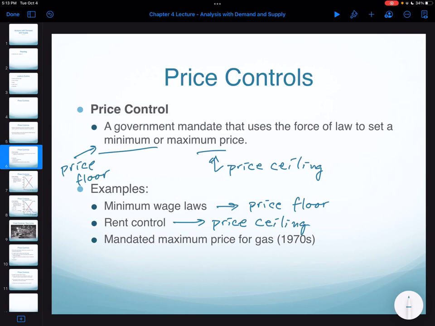Okay. And the last example, and this was kind of gotten rid of in the late 70s, but this is where there were gas price controls. So it mandated a maximum price for gas. So another example of a price ceiling. Now, most of us today don't really remember much of the 1970s, but those price controls on gas in the 1970s that were implemented by Richard Nixon caused some problems. Okay. And so we'll kind of take a look at those. We'll dive into price ceilings first, and then we'll look at price floors and kind of go through and do the analysis.